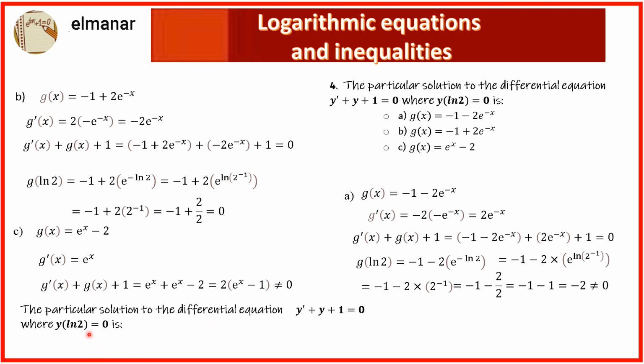And finally, the particular solution for the differential equation y prime plus y plus 1 equals 0, where y of the natural log of 2 equals 0, is what? It is g of x equals negative 1 plus 2 times e to the power of negative x.